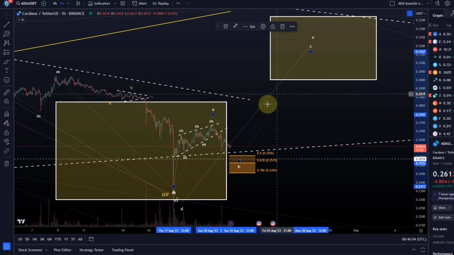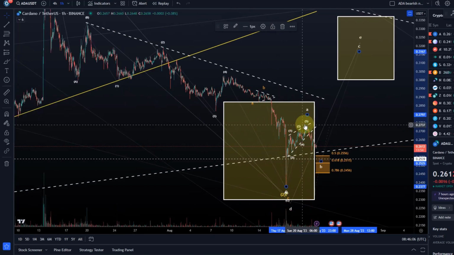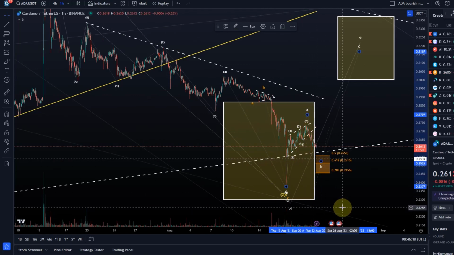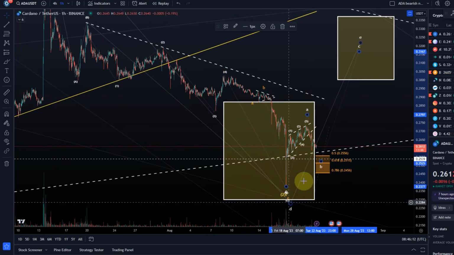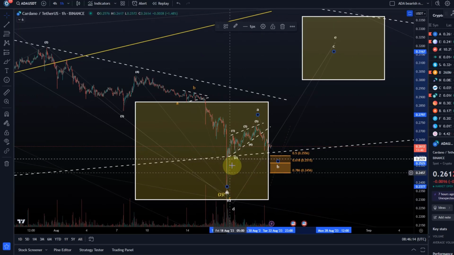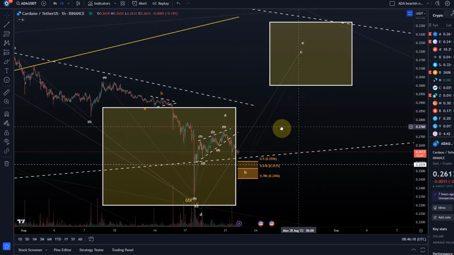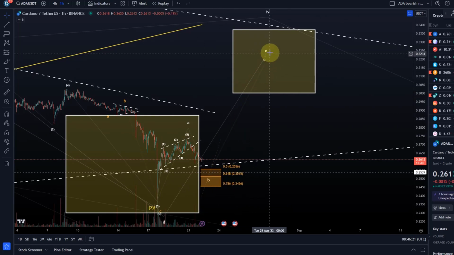Again, diagonal structures can always be just simple corrections as well that might lead to a new low. But this is a potential diagonal, so if it forms here, this B wave low, and we can see some kind of a reaction to the Fib support area, then a C wave rally could play out.